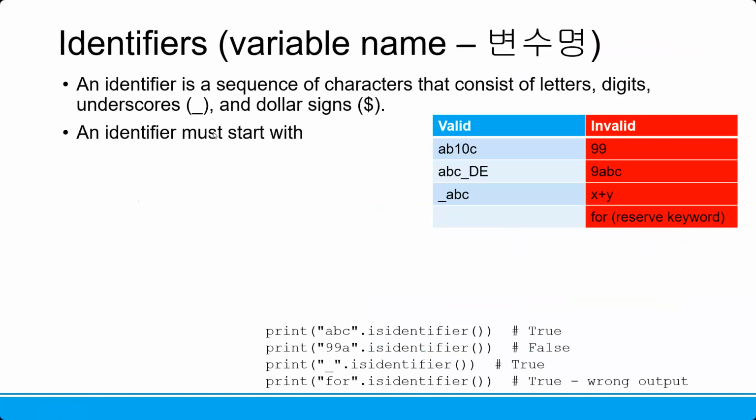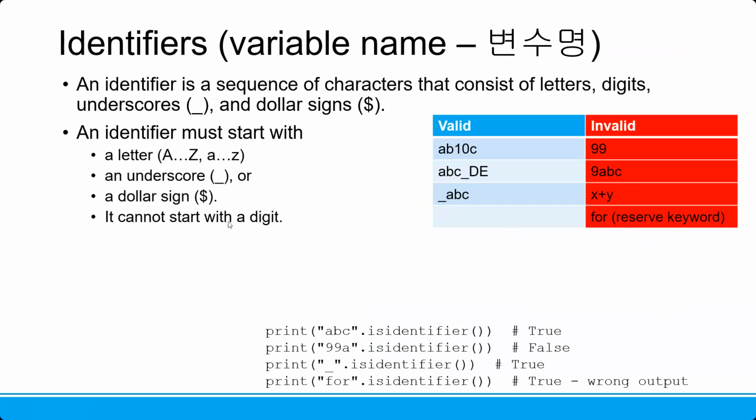An identifier or the variable name must start with a letter, which is from A to Z for big and small letters, or underscore or underbar, or dollar sign. Okay. It cannot start with a digit. So please remember.